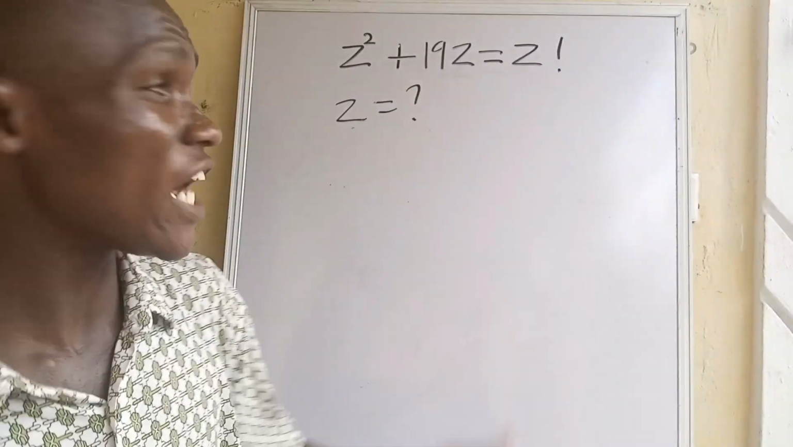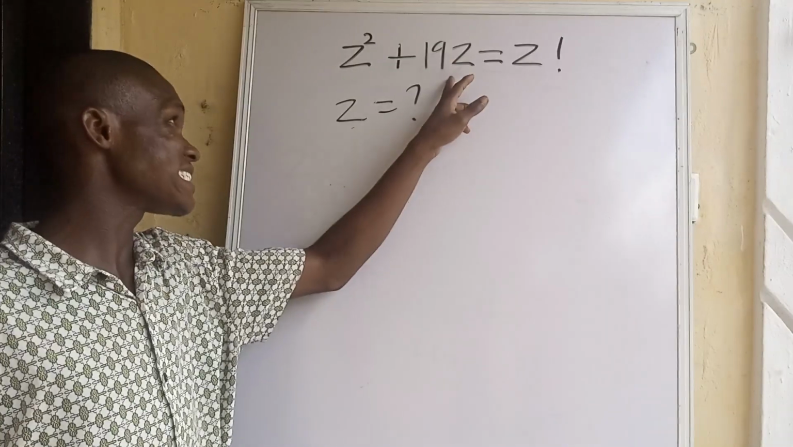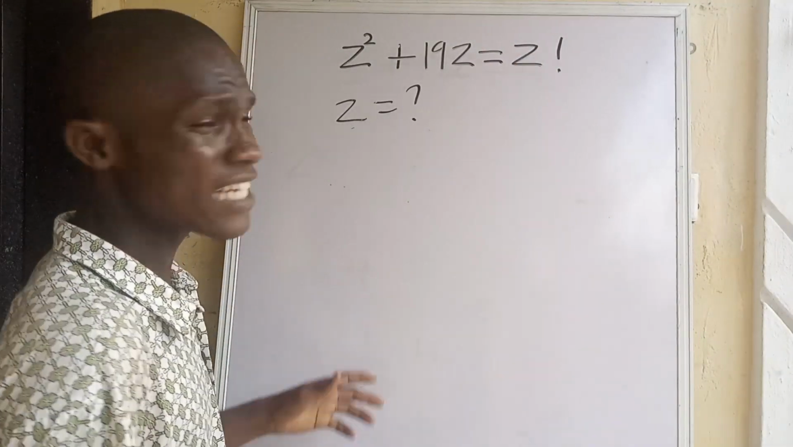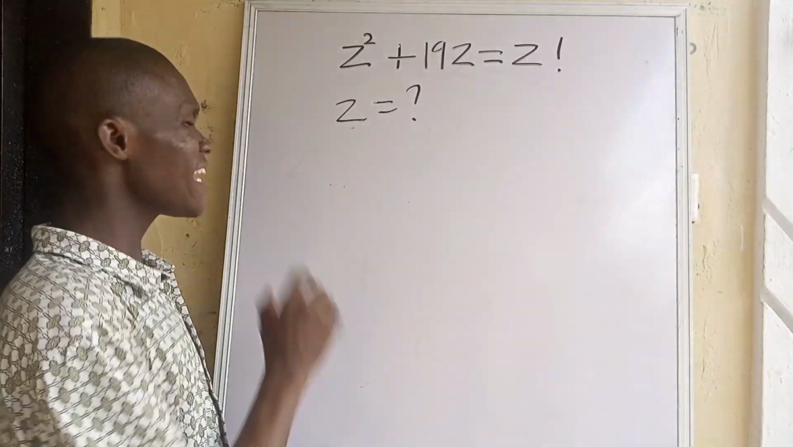Today we are solving a wonderful factorial challenge, which says z to the power of 2 plus 19z equals z factorial. So how are we going to solve this? The questioner asks, z is equal to what? So we are looking for the value of z in this challenge.